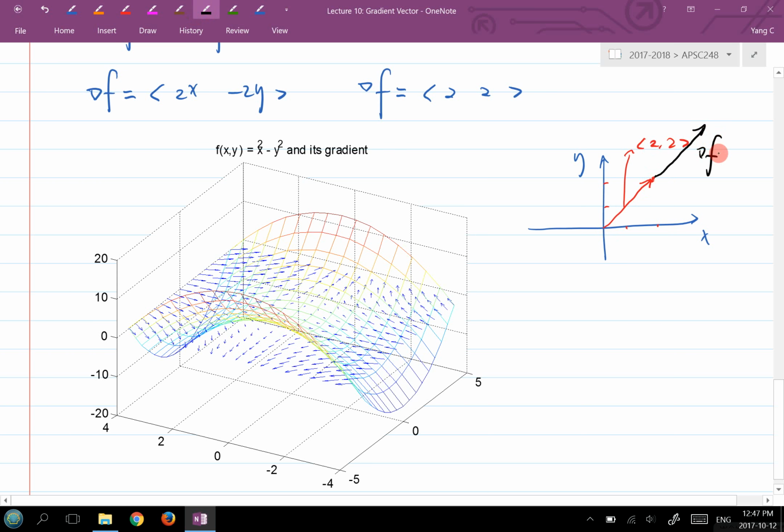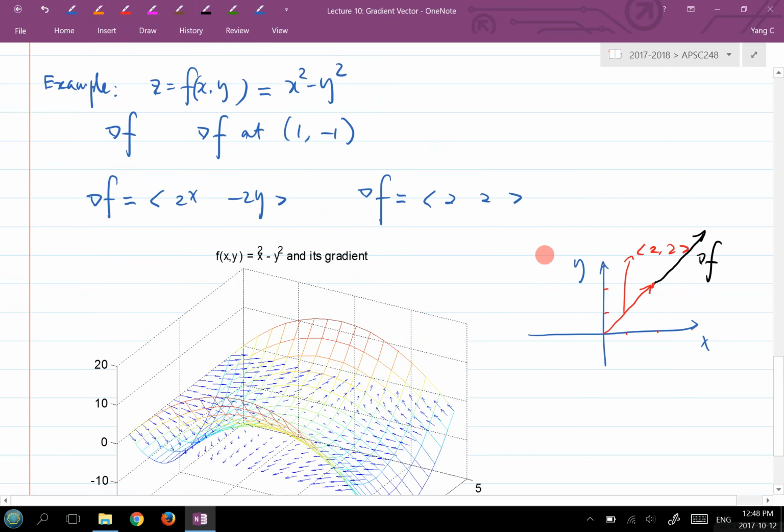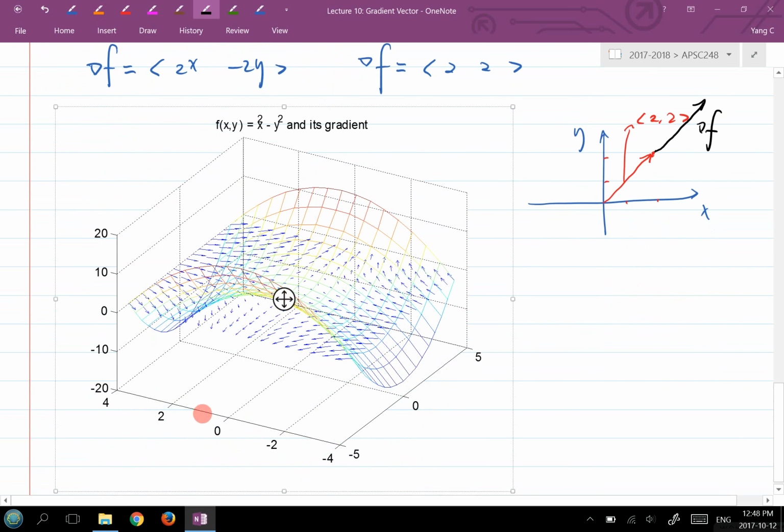Vectors are free, so you literally can put them anywhere. But for a gradient vector, when you sketch, you need to sketch it so that the starting point is at the location where you calculated the gradient vector. Okay? So for example, if I relate to the surface here, it's a little bit harder to see, but for example, this is the x-axis, this is the y-axis, and we're drawing the vector at the location where x is 1, y is -1, so somewhere here.